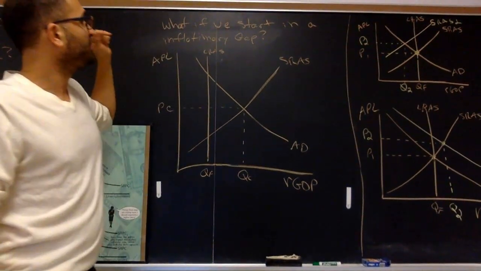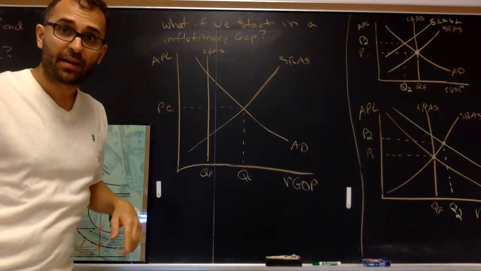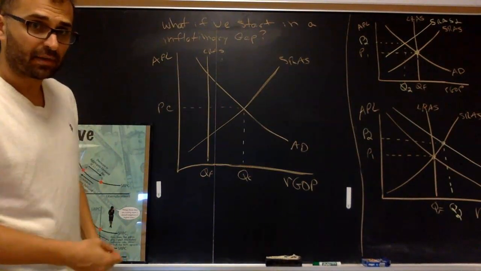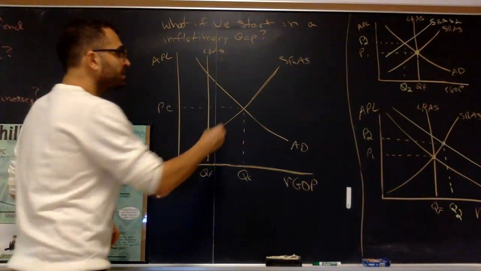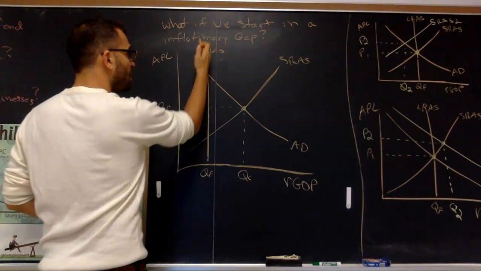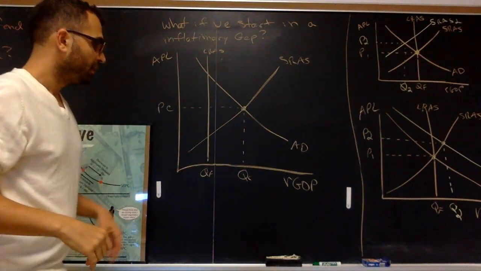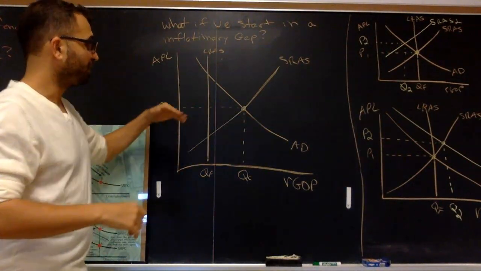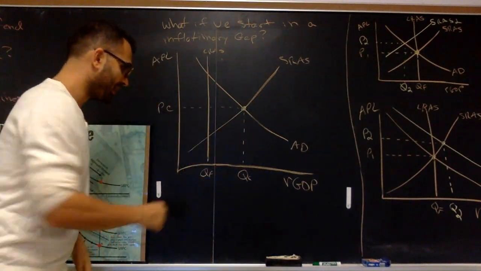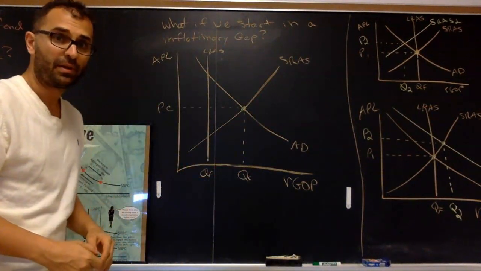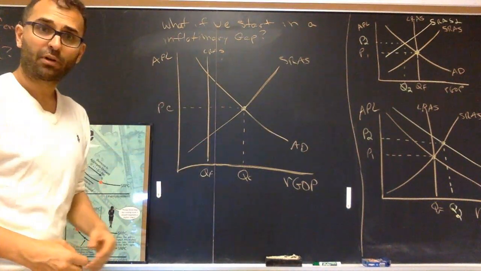Let's look at another example. Let's see what happens if we start in an inflationary gap, right? They tell you, oh, we're overheating as an economy. For some reason, we're overproducing. Okay, so I draw my graph just like this. The long run should be to the left, right? I've got a Q, and this is an inflationary gap. I'm overproducing past the point of full employment. This is what I would draw.